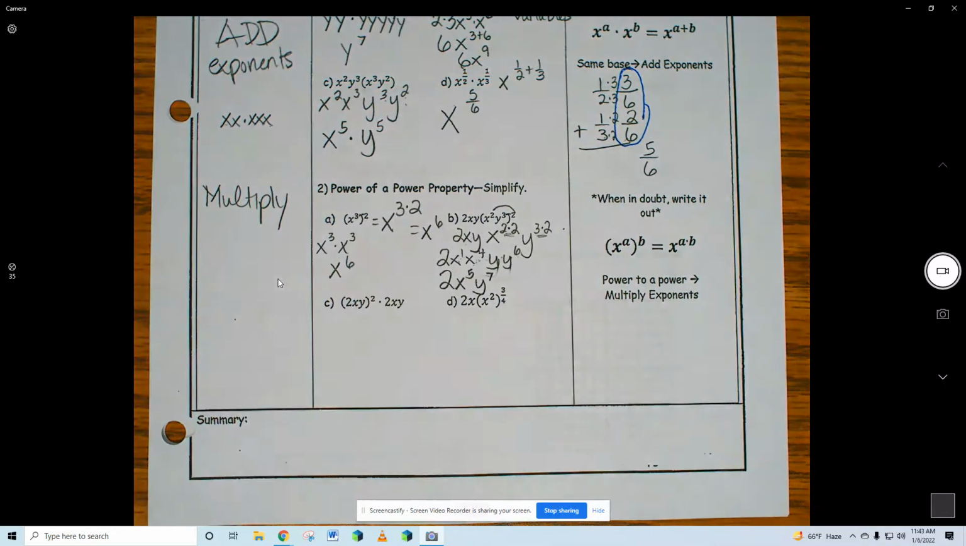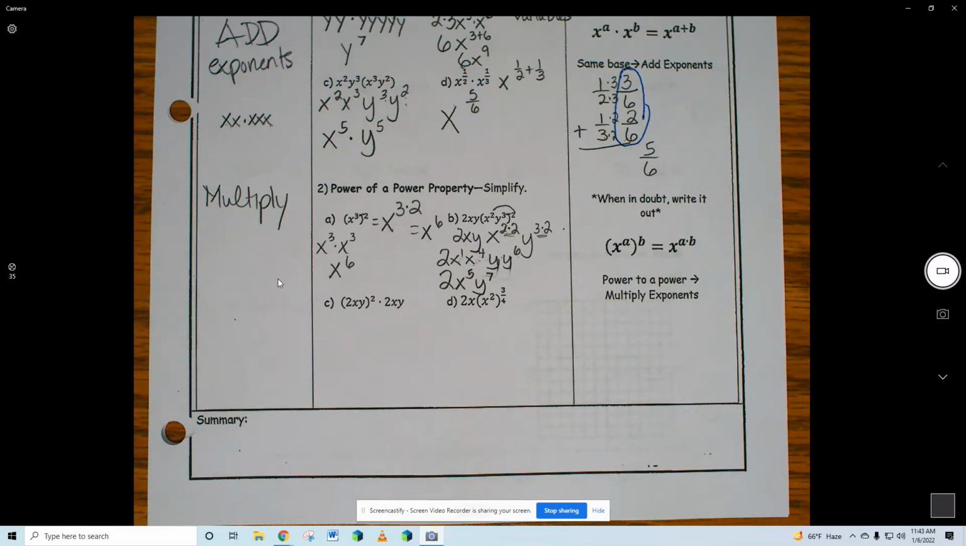So I had to get rid of the parentheses first by raising everything to the second power right here. That's this part. Then I put like terms together, all the x's together, all the y's together. And then I add it.